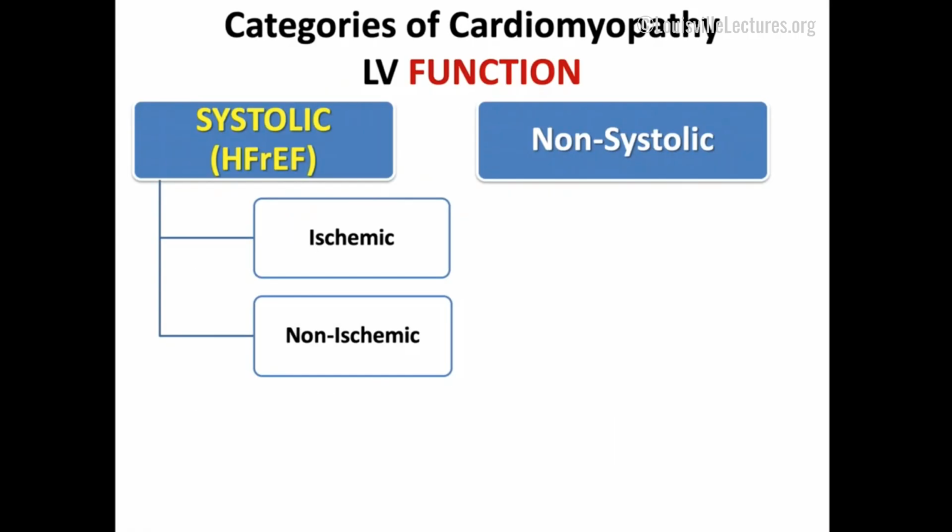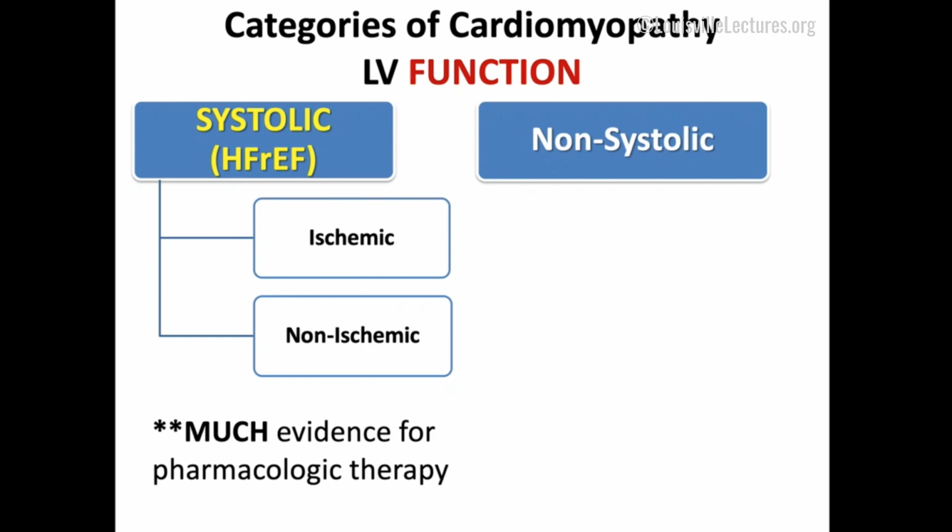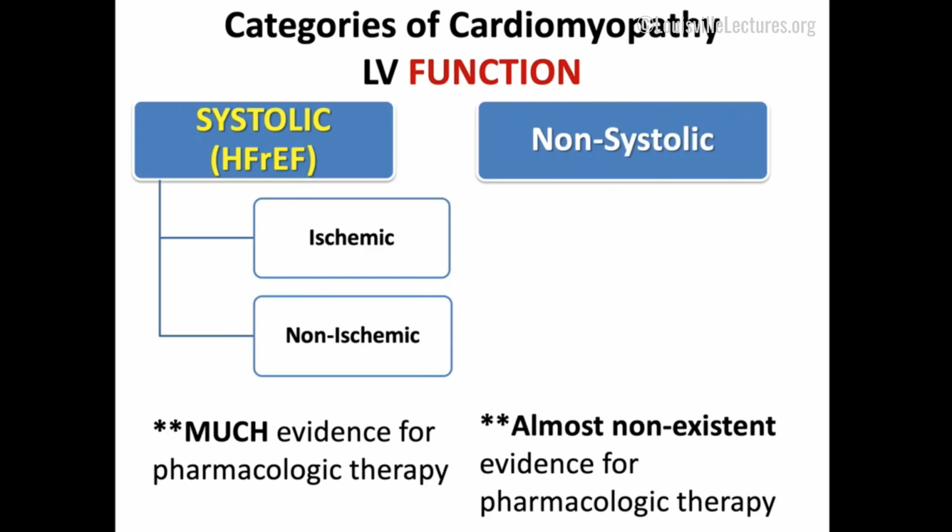So if we just remember about LV function, we have 2 categories of cardiomyopathy based on looking at the function of the LV. Systolic dysfunction, also known as HFrEF, which broadly is either ischemic or non-ischemic, and then non-systolic heart failure, which we sometimes also call HFpEF, but remember, not all forms of non-systolic heart failure are HFpEF. Under the systolic side, we have a lot of evidence for pharmacologic therapy. Under the non-systolic side, we almost have no evidence except for negative trials. That will change in the coming years as more trials are undertaken, but as of right now, we really don't have any specific medications to treat, in particular HFpEF.